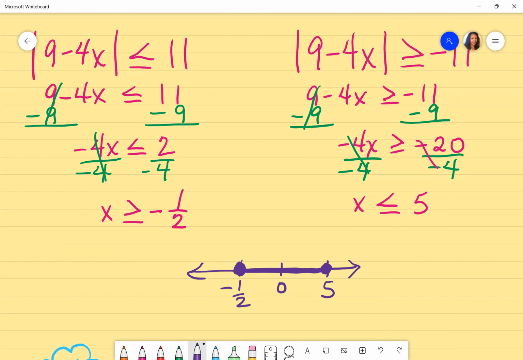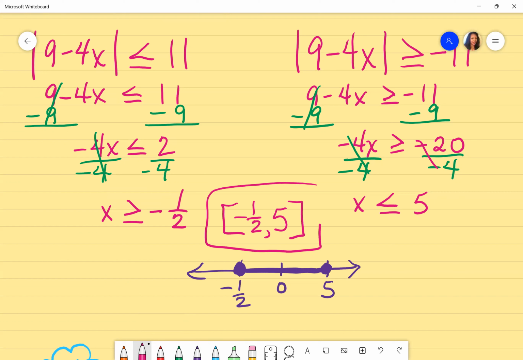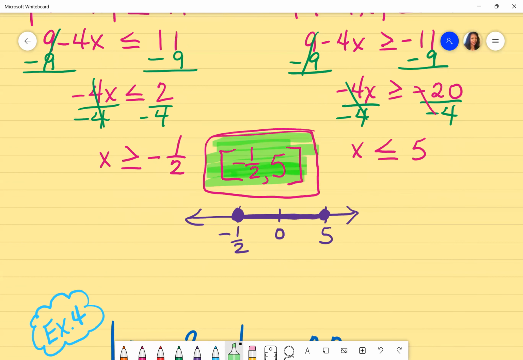So what your final answer will look like, since they're closed circles, you're going to use a bracket, and you're going to have negative 1/2 first, and then you're going to have 5 second. This is your answer. That's a lot going on here. So let me highlight that so you can see it. That's your final answer when you're using inequalities.